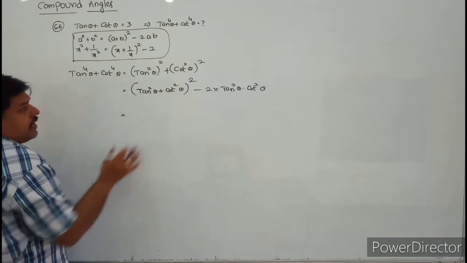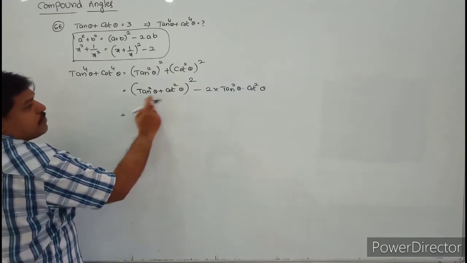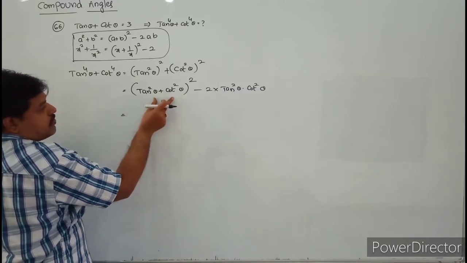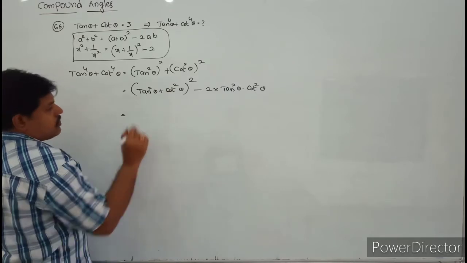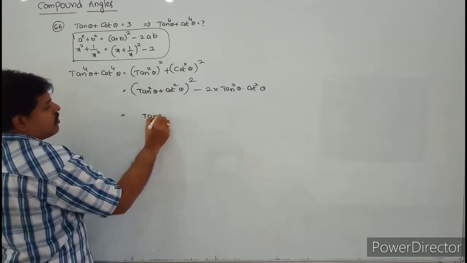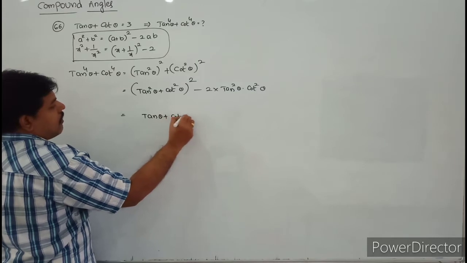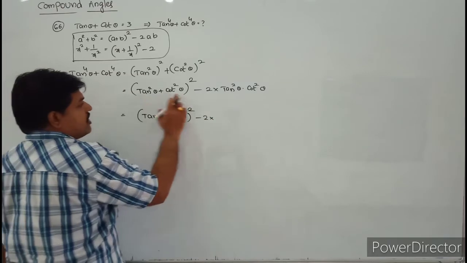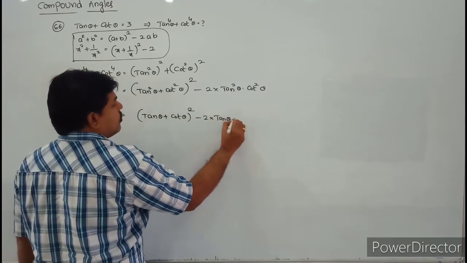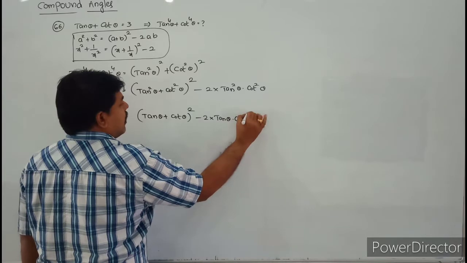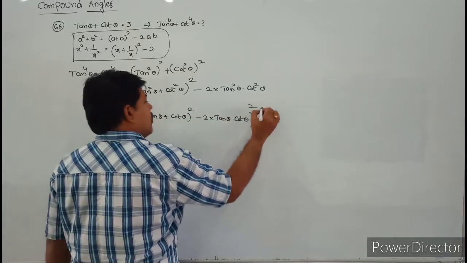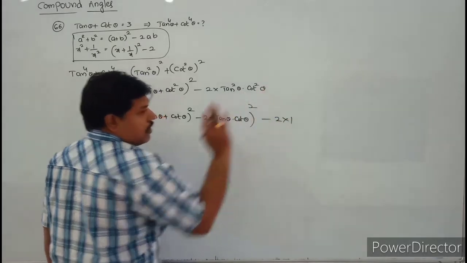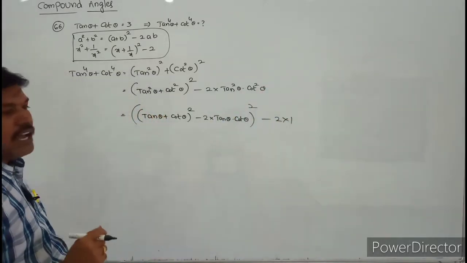Observe here, it is once again in the form of a square plus b square. Once again, yes or no? It is in the form of a square plus b square, so once again you have to apply the formula. That is a plus b whole square, so tan theta plus cot theta whole square minus 2 into AB. AB is nothing but tan theta into cot theta whole square minus 2 into tan square theta into cot square theta. Tan and cot both will be cancelled, you will get 1 only.